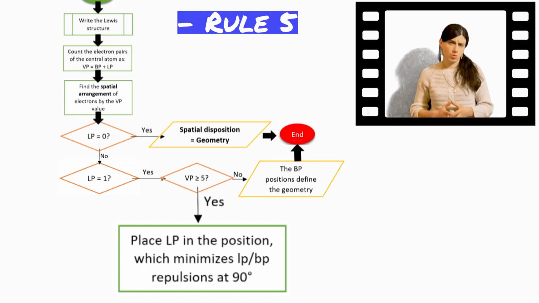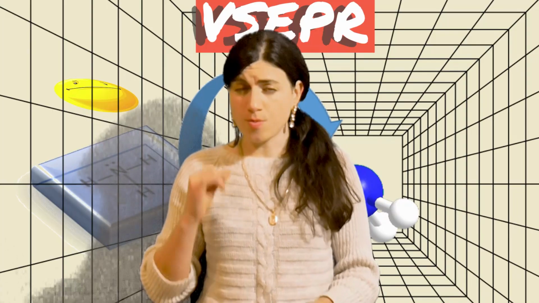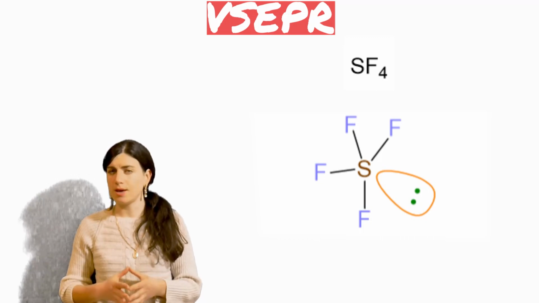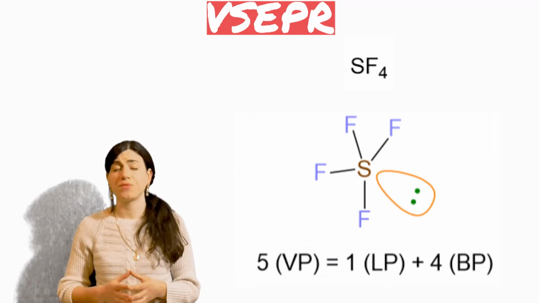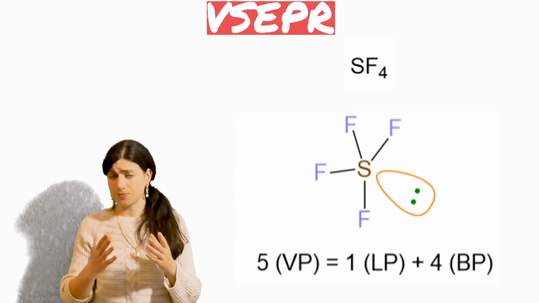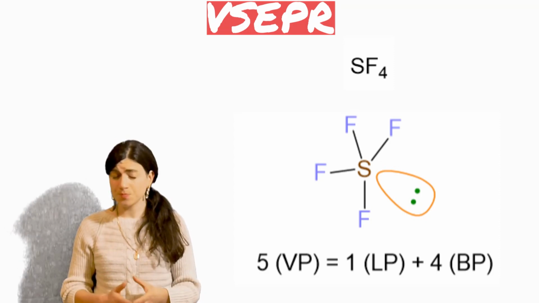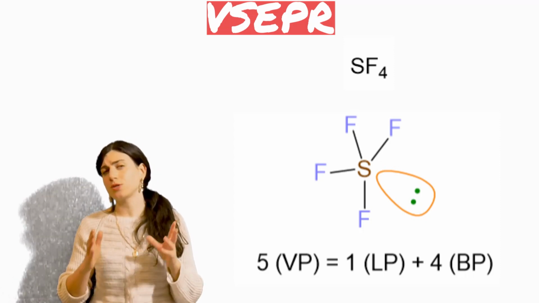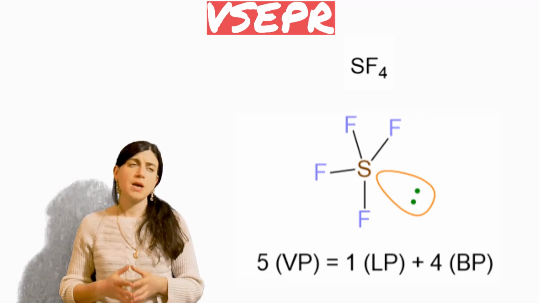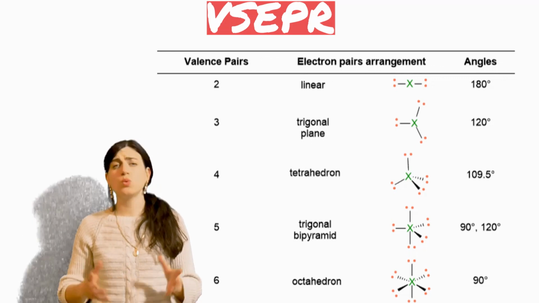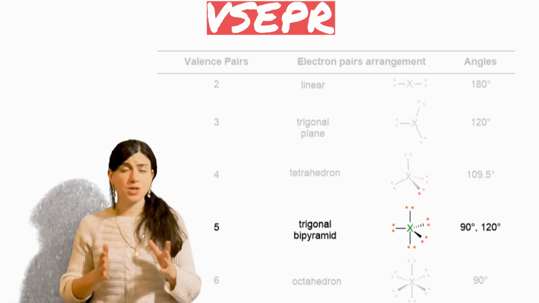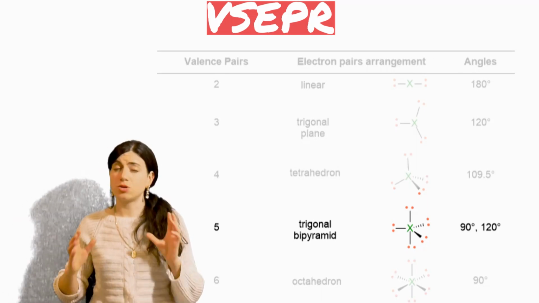So let's do an example. Let's take the SF4 molecule. Let's write the Lewis structure of this molecule. Let's count the VP and all the electron pairs we have there. You will find that VP is 5, lone pair is 1, and bond pair is 4. So now with VP equal to 5, let's take our table about electron arrangement, and you will see that with VP equal to 5, we have the trigonal bipyramid electron arrangement.